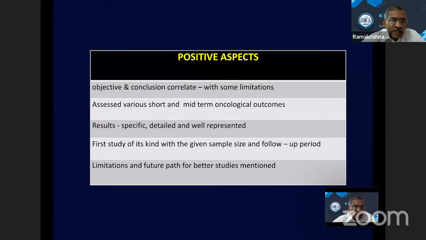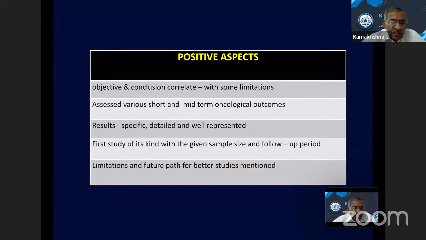See, here the positive points are the objective they started with and the conclusion they have given. Though there are some limitations, they correlate with each other very well. That's a good point in this study. And they have assessed various short and mid-term oncological outcomes. Results were specific and well represented in the table. Only defect, as she already mentioned, the p-value was not calculated for recurrence rate. That's the main defect there.